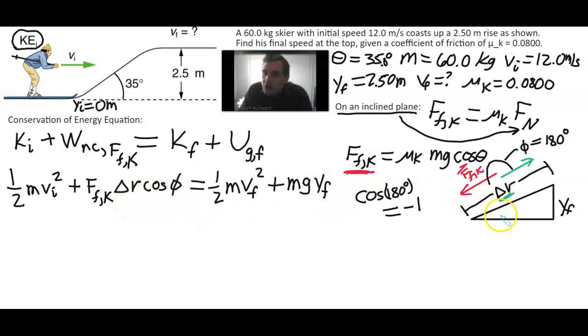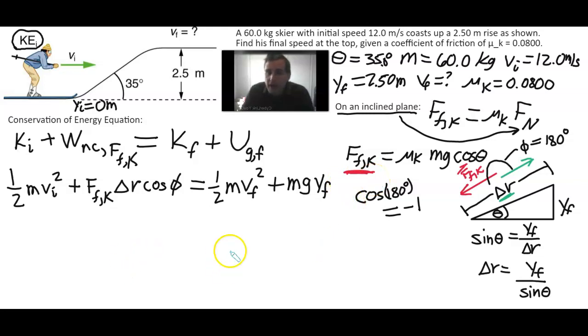Finally, this delta r can be calculated from theta. So if this is theta, notice that the sine of theta is yf over delta r. So we could solve this for delta r to get the magnitude of delta r. So delta r is equal to y final over sine theta. Okay, so now we have several things to insert.